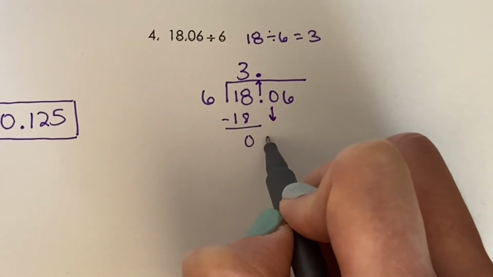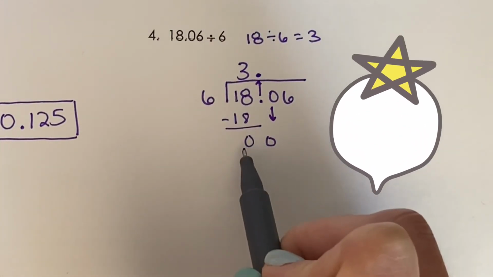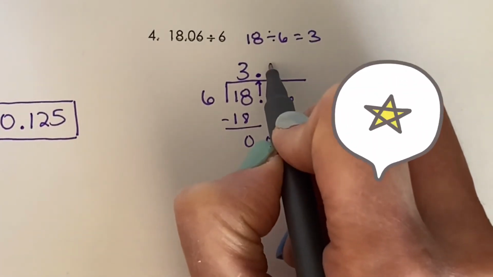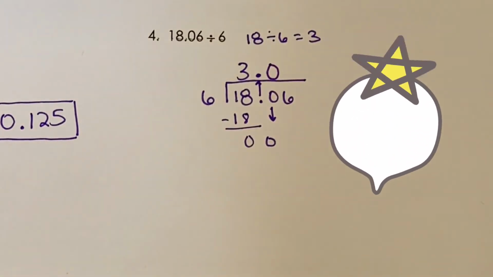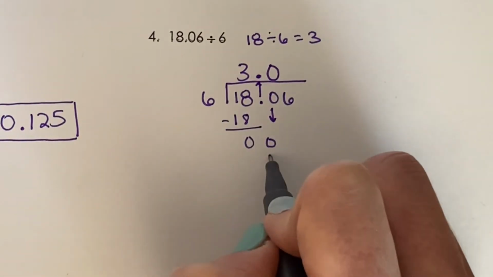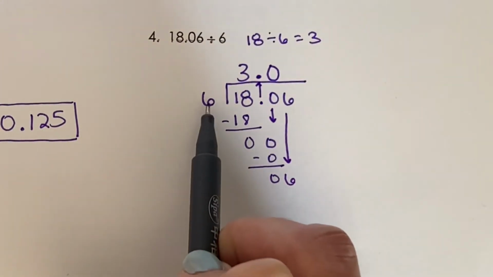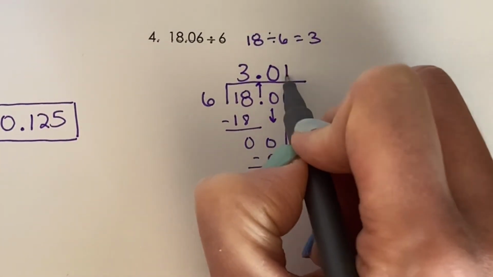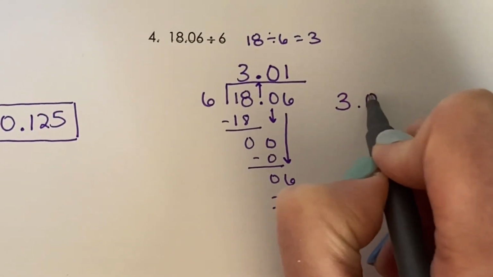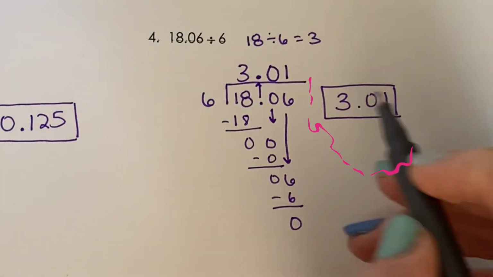Bring down the 0. Now here could be the slightly tricky part. How many times does 6 go into 0? It goes in 0 times. We have to put a 0 there because it's saying I have 0 tenths. I have to have a placeholder there. 0 times 6 is 0. We still have 0. Now we can bring down the 6. How many times does 6 go into 6? 1 time. 1 times 6 is 6. So our answer is 3.01, which is really pretty close to our estimate.